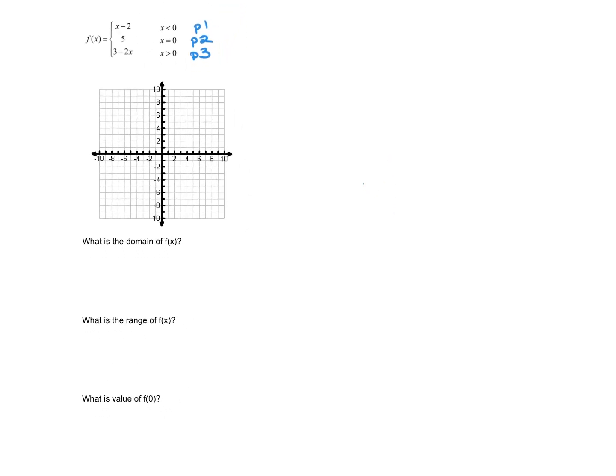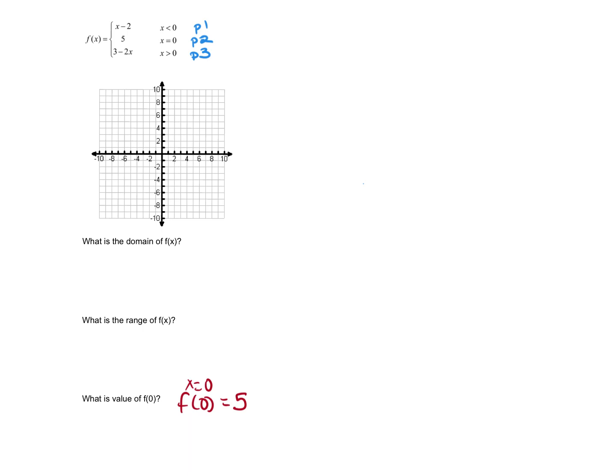Now if I do f of 0, ironically f of 0 means obviously x is 0. So the only one that has an x of 0 is that middle piece. So that's in piece 2. Now piece 2 says if x equals 0, then it's just 5. It's just a number, so we just say it's 5, so it'll be 5.